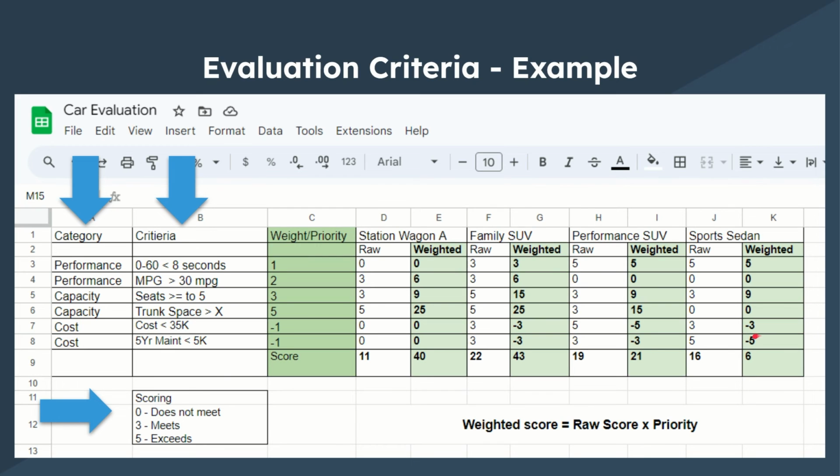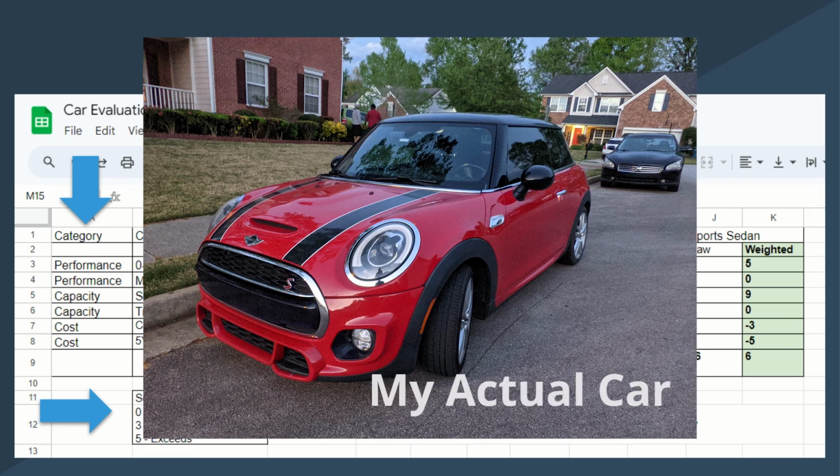When I was 25 years old, I probably would have weighted performance a lot higher, and capacity of trunk space a lot less. In fact, at one point in my life, I even drove a Mini Cooper, so I'm sure that would have failed pretty badly on a lot of these, minus the quickness and miles per gallon. It was actually pretty fuel efficient.